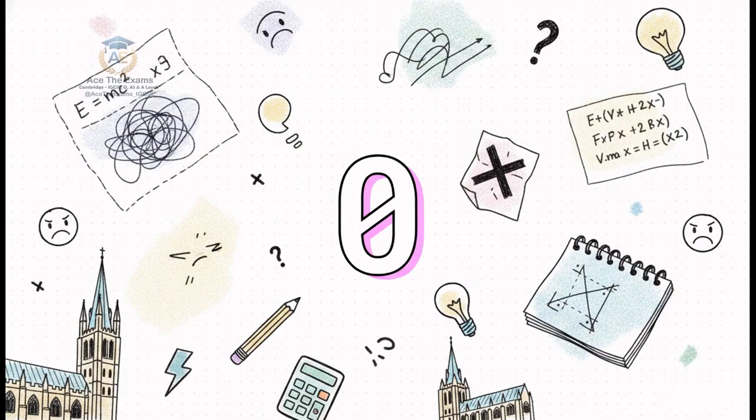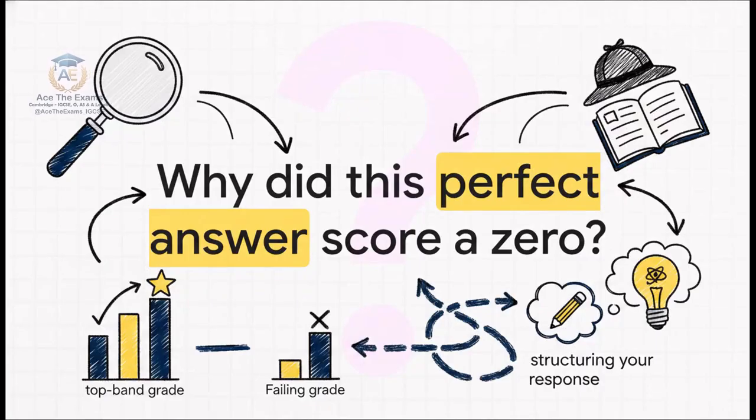Yeah, a total devastating 0 on a high-value question. It is a complete nightmare scenario, but we see it happen to thousands of incredibly hardworking Cambridge physics students every single exam cycle. They think they nailed it, but the marks just aren't there. So, why did a seemingly perfect answer totally bomb?